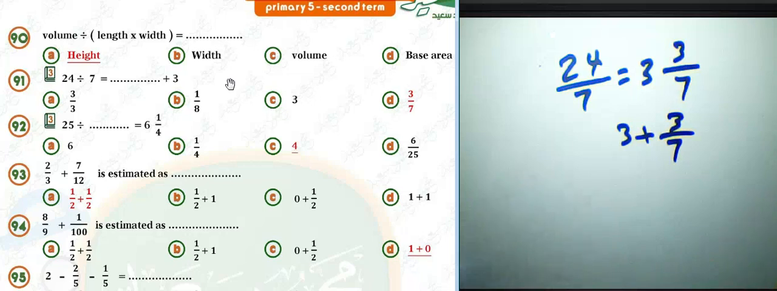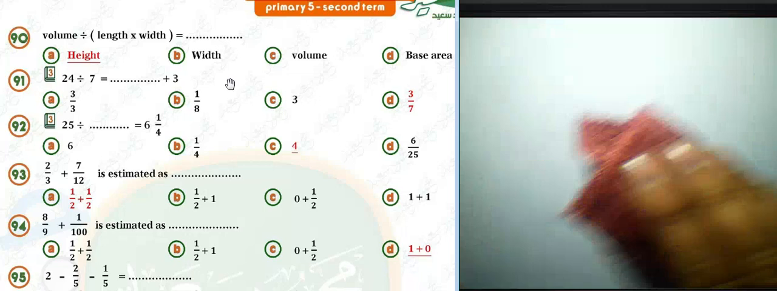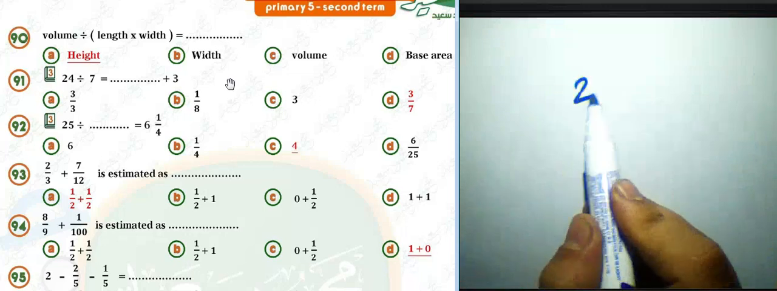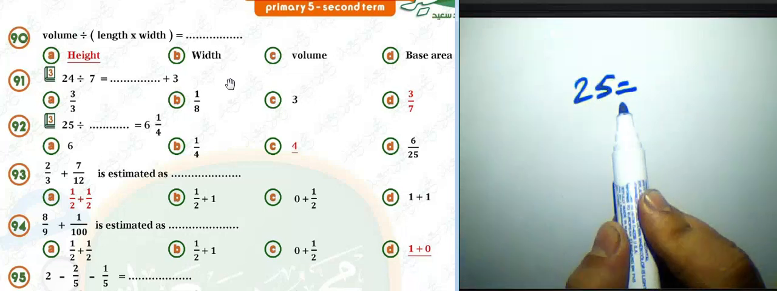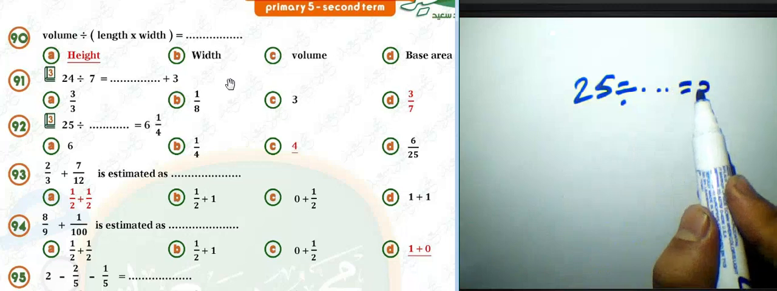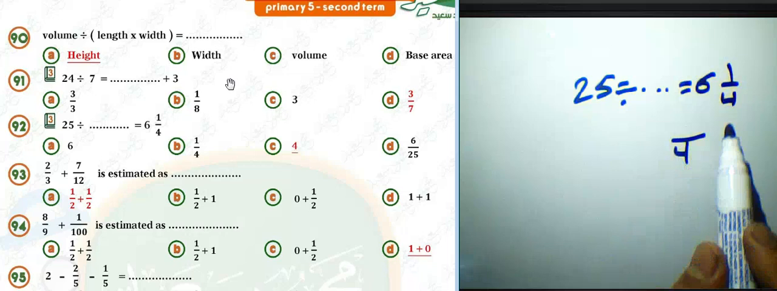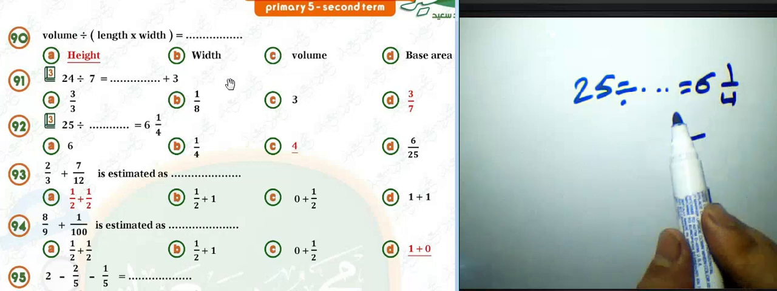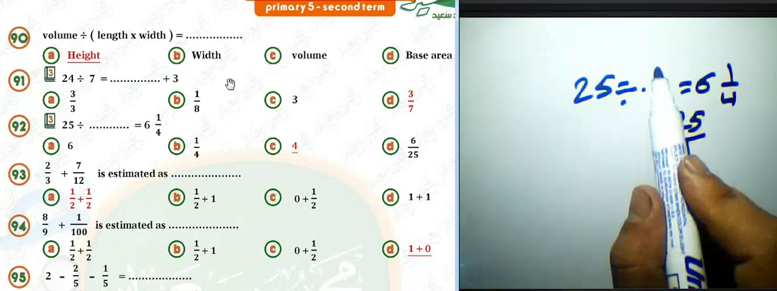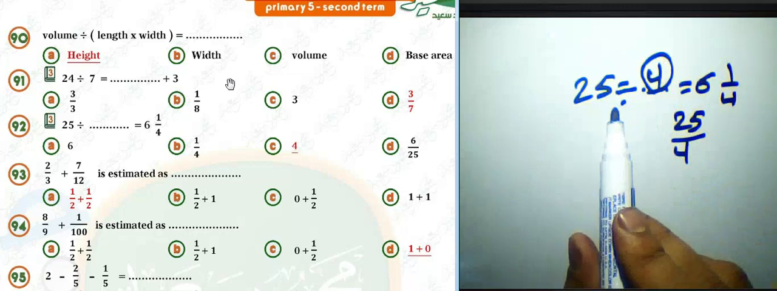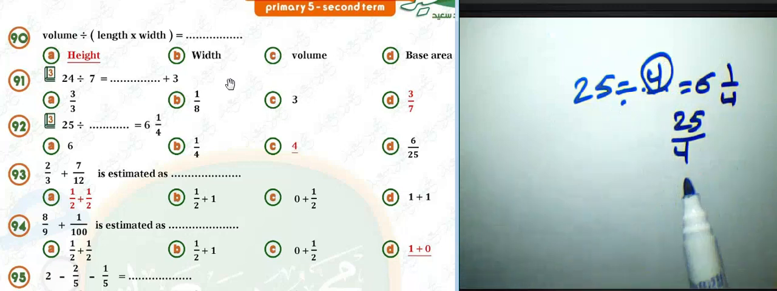92. 25 divided by what equals 6 and 1 over 4? 25 divided by space equals 6 and 1 over 4. We must convert 6 and 1 over 4, right? 4 times 6 equals 24 plus 1 equals 25. So we must write here 4, because 25 divided by 4 equals 6 and 1 over 4.